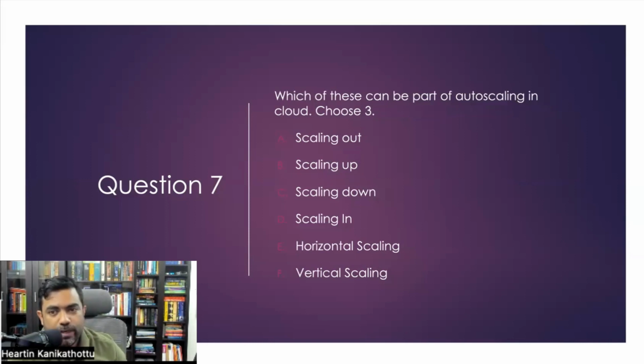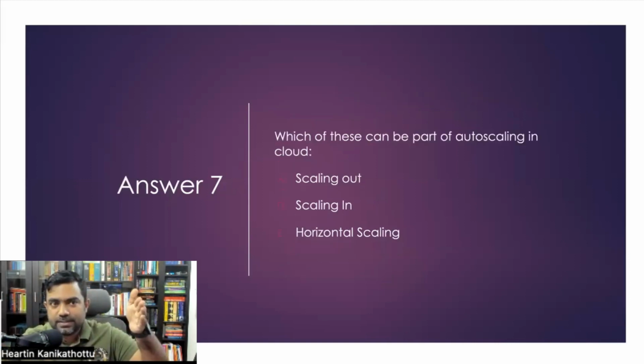And the final question. I need all of you to answer this based on your understanding. Which of these can be part of auto scaling in cloud? We learned that auto scaling is generally applicable for one of horizontal or vertical scaling. Which of these are part of auto scaling in cloud? Give three options. So it is scaling out, scaling in, and that is horizontal scaling. Clear?